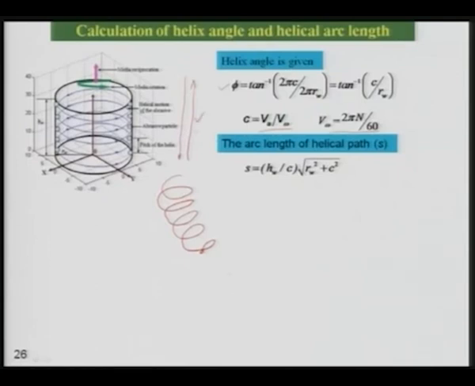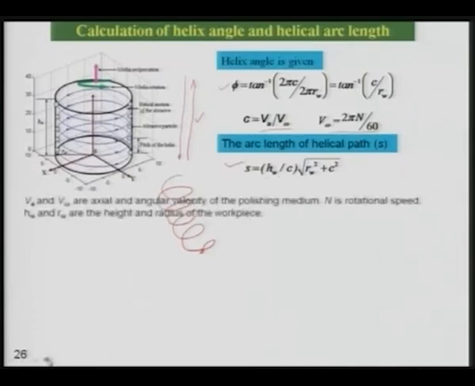So you can calculate the arc length of the helical path. S is equal to HW over C multiplied by under root of RW square plus C square, and VA and V omega are axial and angular velocity of the polishing medium. This medium is rotating due to the rotation of the magnets. N is the rotational speed in revolutions per minute. HW and RW are the height and radius of the workpiece that you can see over here. Here is the height HW and this is the radius of the workpiece, and that is shown over here by RW.